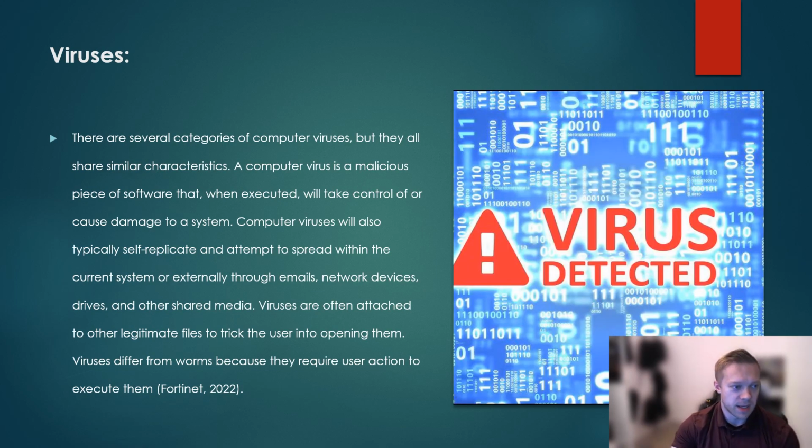Viruses. Several virus categories exist, but they all share similar characteristics. A computer virus is a malicious piece of software that, when executed, will take control of or cause damage to a system. Computer viruses will also typically self-replicate and attempt to spread within the current system or externally through emails, network devices, drives, and other shared media. Viruses are often attached to other legitimate files to trick users into opening them. Viruses differ from worms because they require user action to execute them.